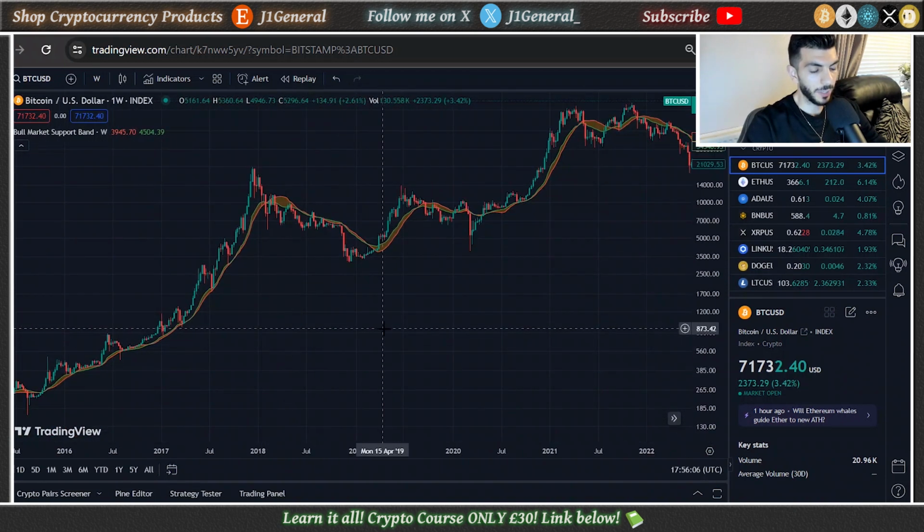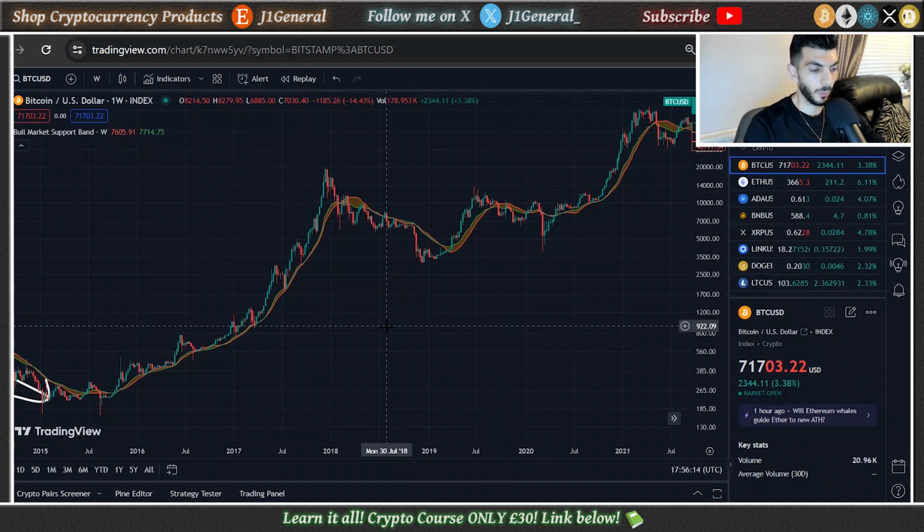So in 3 prior examples, when Bitcoin does not backtest the bull market support band as support and goes on a parabolic run, it is more than likely that when the bull market support band finally catches up with Bitcoin's current price, Bitcoin will not hold it as support.